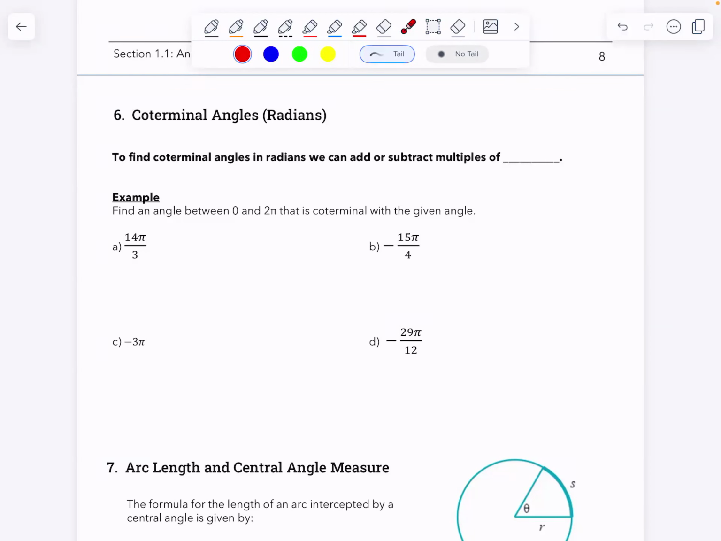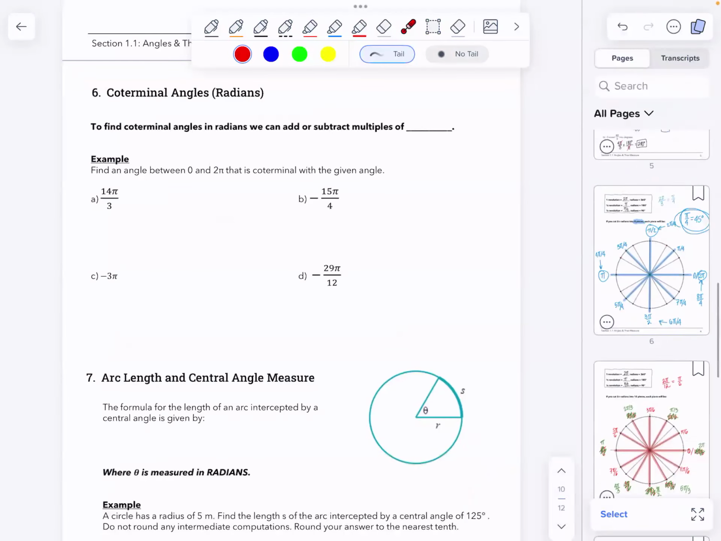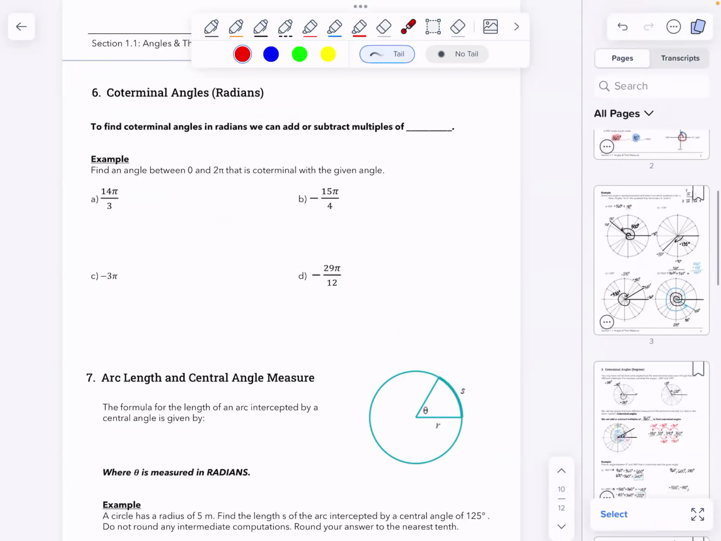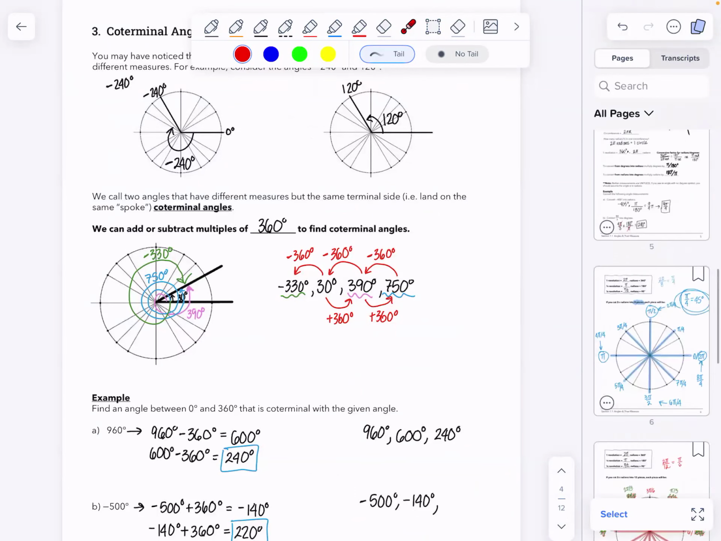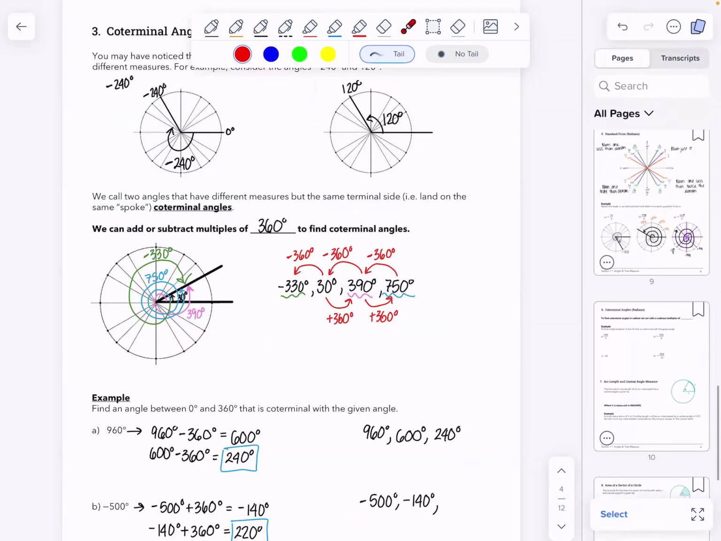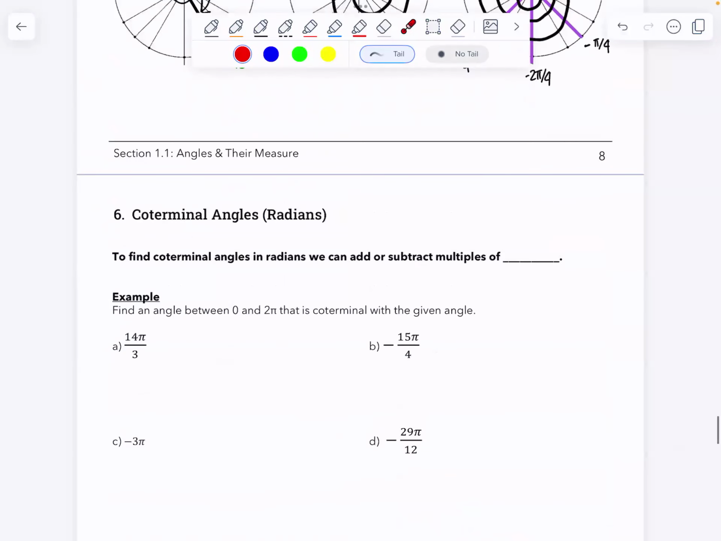Coterminal angles in radians. We talked about coterminal angles in degrees. We had said before with degrees that we could add or subtract multiples of 360 from an angle to find coterminal angles. That same exact logic is going to apply for radians. We know that 360 degrees is equal to 2 pi radians. That's one revolution. So to find coterminal angles in radians, we can add or subtract multiples of 2 pi.